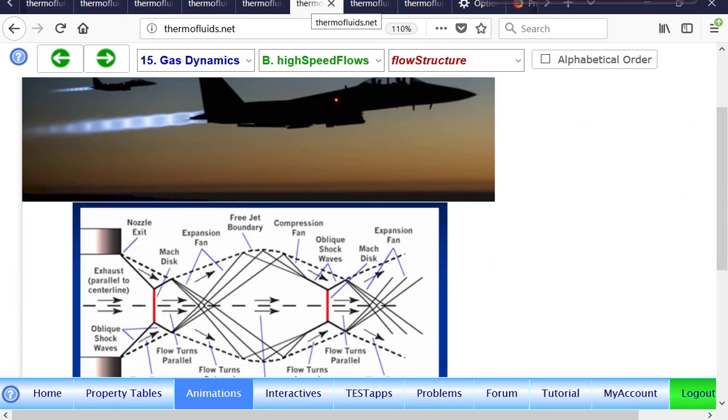Finally, the TESTcalc for gas dynamics is quite sophisticated, much beyond what an undergraduate thermodynamics book covers. You can use that to analyze a complicated flow structure involving expansion fans and oblique shock waves that you see at the jet of a military jet, for instance.